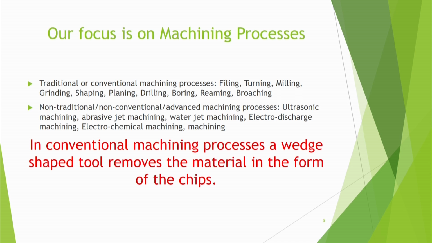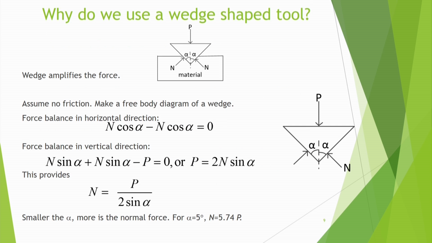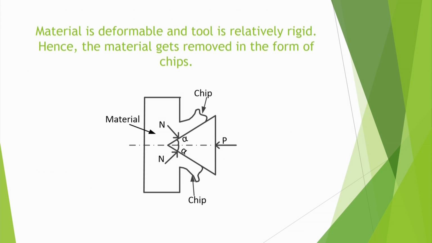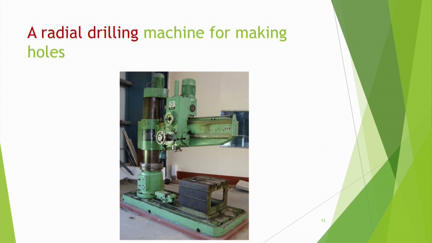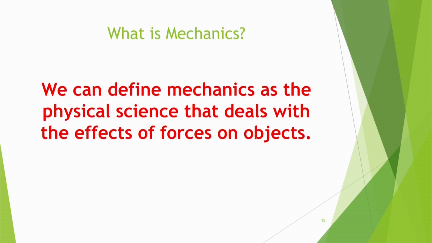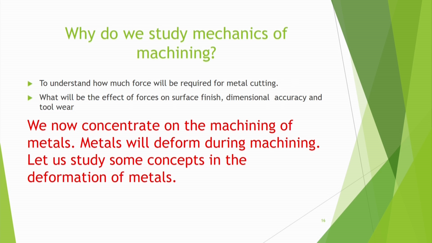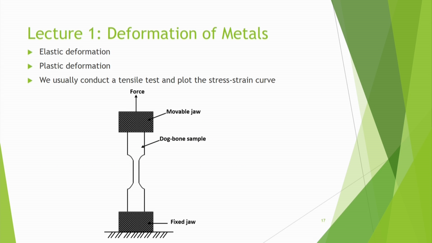In the conventional machining process, a wedge shape tool removes the material in the form of chips, and we also analyzed why we use a wedge shape tool, because it acts as an amplification device. We apply some force, but the normal force is amplified. Material is removed in the form of chips, that point we told, and after that we told what is the mechanics and what is the motivation in studying the mechanics of machining.